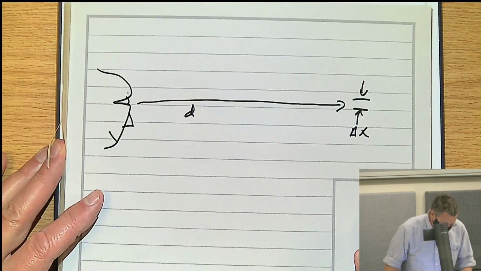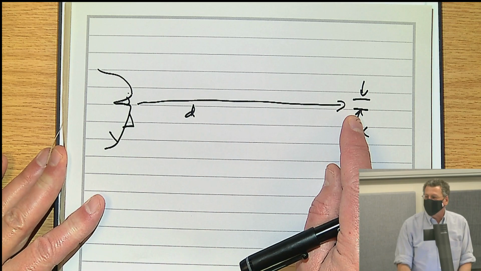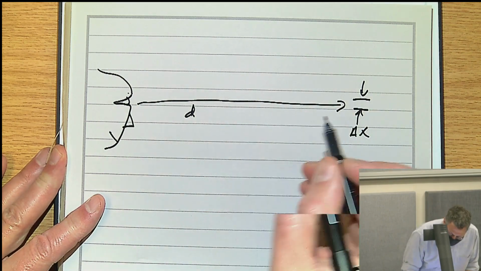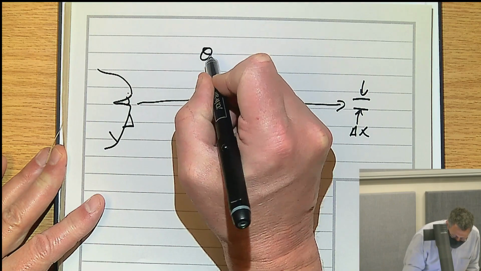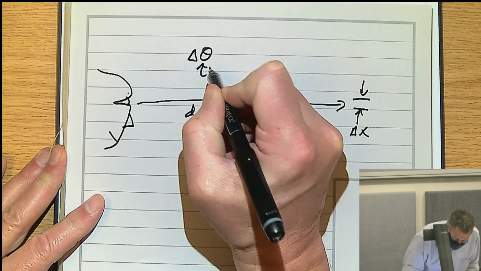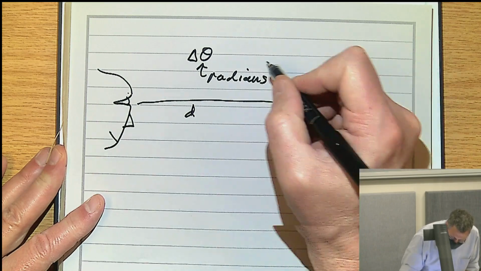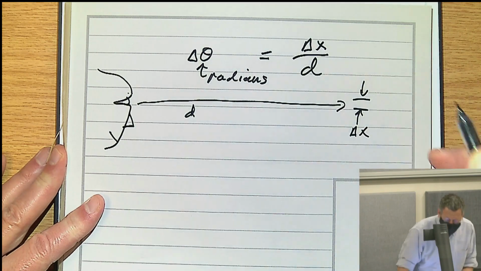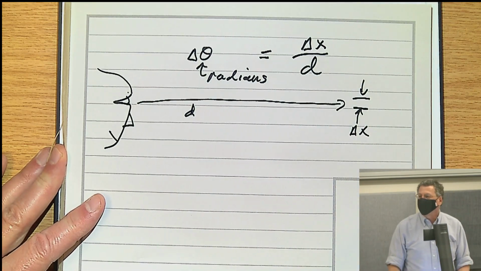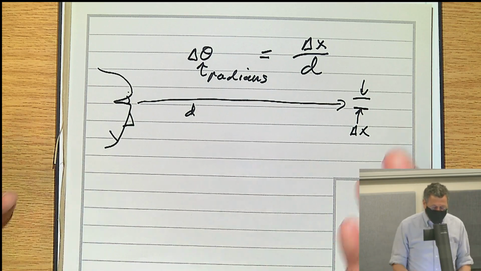Okay. So this is a very large distance, right? Now what happens is the angle subtended here, delta theta in units of radians, is going to be equal to delta x over d, right? Okay? That's the angle in units of radians. And really, that's what's important.